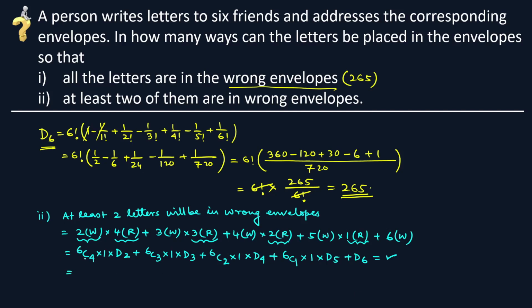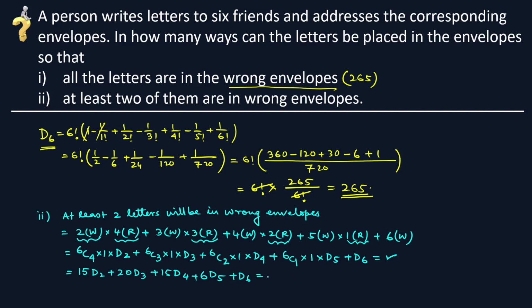6C4 is the same as 6C2, which gives us 15, D2. 6C3 is the same as 20, D3. 6C2, again, is the same as 15, D4. 6C1 is basically 6, D5 and D6.